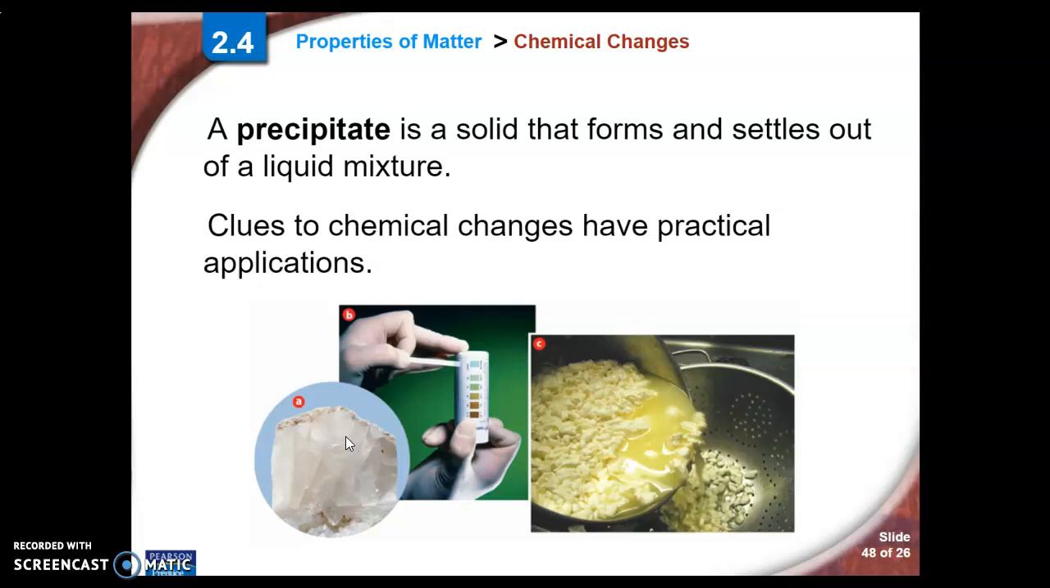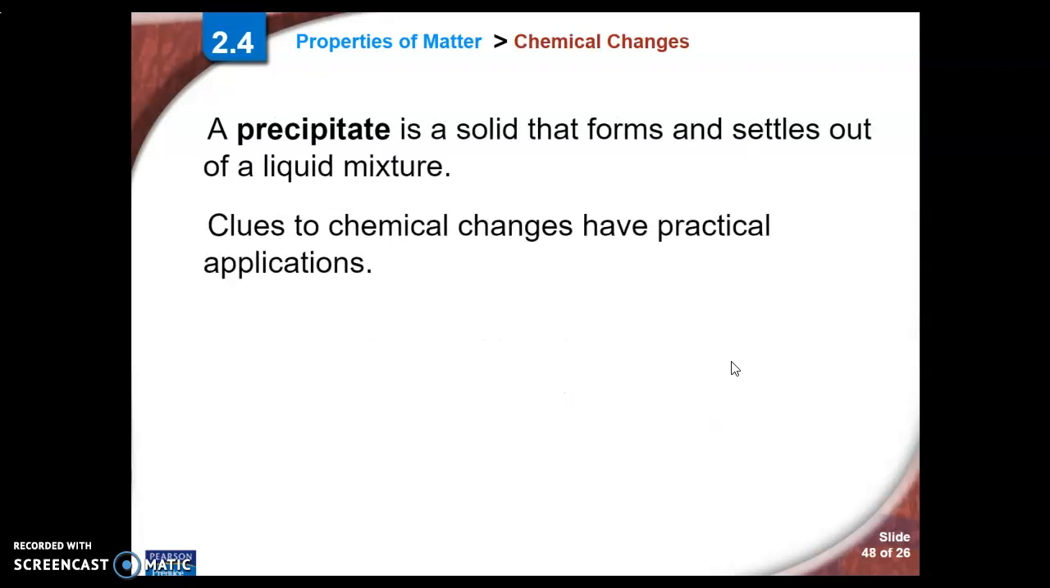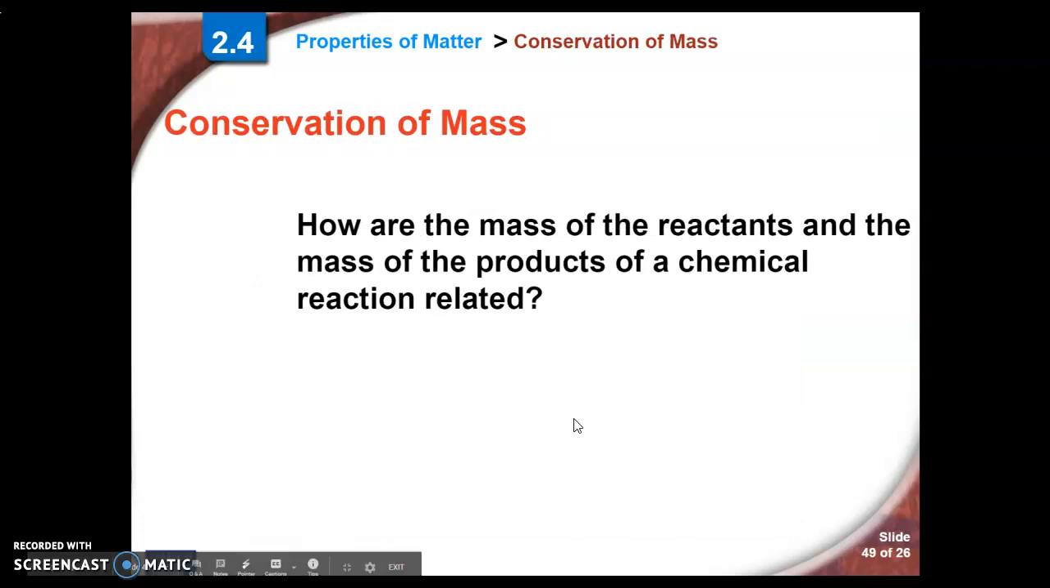Let's go through this again. Temperature change, color change, gas formation, solid, which is precipitate formation. These are the clues for chemical change. Like color change, you see we have a color change here, we have another color change here, there is also heat change, temperature change, energy change.